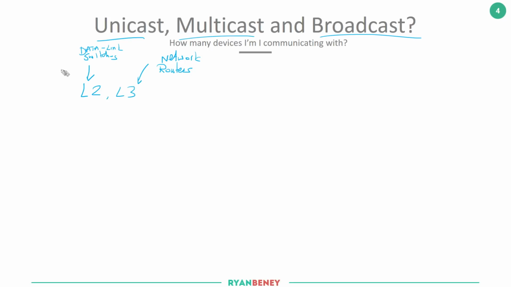Now switches, or layer 2 I should say, use MAC addresses for communication, and layer 3 uses IP addresses for communication. In the next couple of videos we'll discuss IP addressing and MAC addresses in a bit more detail, but for now we're going to have a high level view of what the different types of messaging like unicast, multicast and broadcast allow us to do.